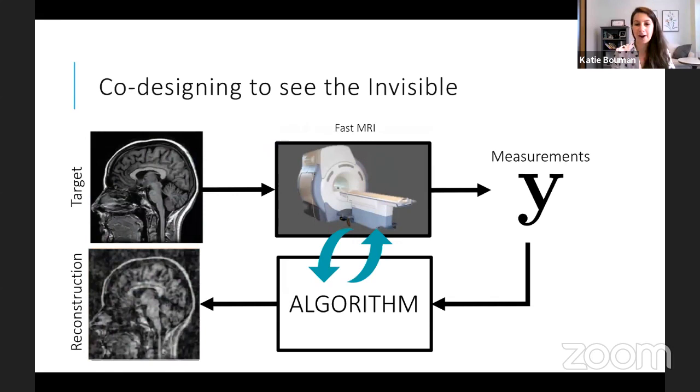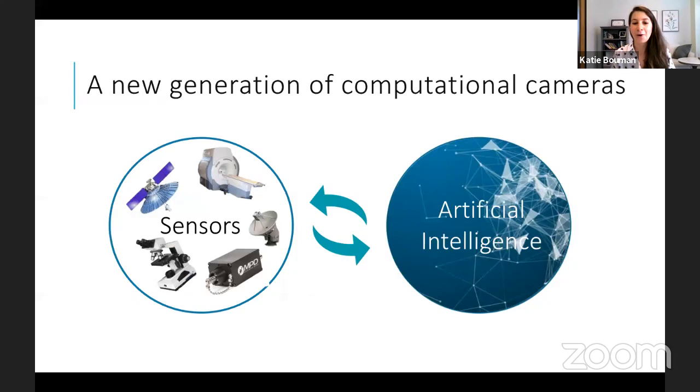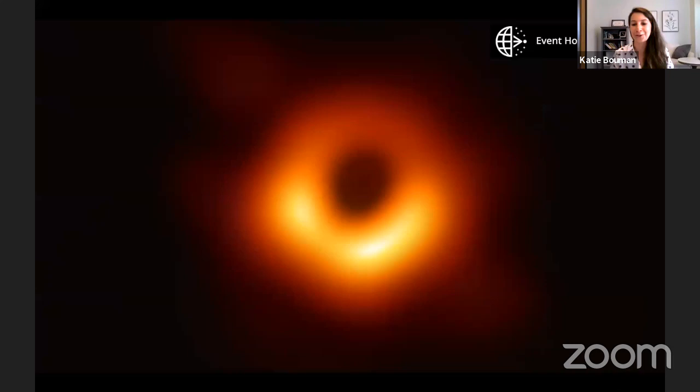And so by merging artificial intelligence and sensing in ways such as this, we hope to spark a new generation of computational cameras where we can use machines to help us develop optimized cameras that exceed limitations of traditional theory and human ingenuity. And so to close, it's clear we've learned a lot from this black hole image of M87 already, but what I hope I've gotten across in this talk today is that really we're just at the beginning.